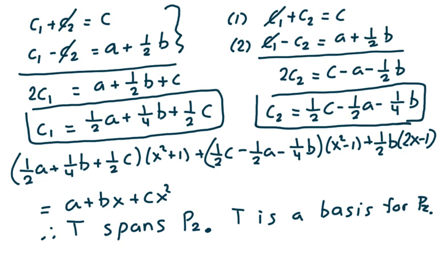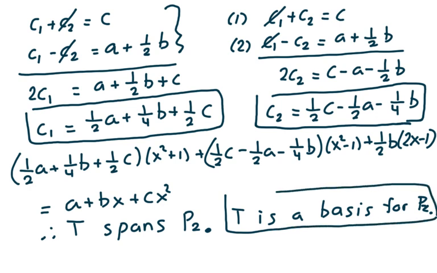And so what does that all mean? That means I can take a plus bx plus cx squared and express it as a linear combination of x squared plus 1, x squared minus 1, and 2x minus 1. And so therefore T spans P2, and remember, P2 is the set of all polynomials of degree less than or equal to 2. And so by definition, we can say T is a basis for P2.